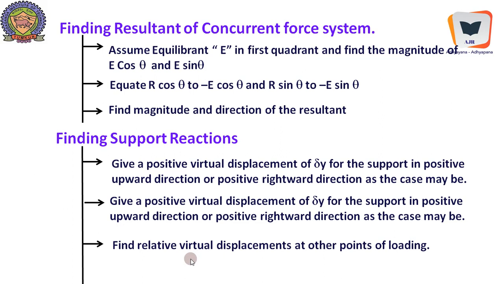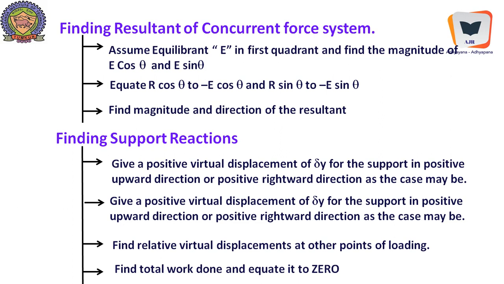Find the relative virtual displacement at the other points of loading. We did this by comparing similar triangles, and we made, let us say, del y D at point D to be a fraction of del y. And we had virtual displacements at all locations as a multiple of del y, or as a function of del y, and we found the total work done by all the forces, and we equated it to 0, and interestingly it happened to be the solution to the problem. We got RA, RB vertically upwards or vertically downwards, as the case may be.